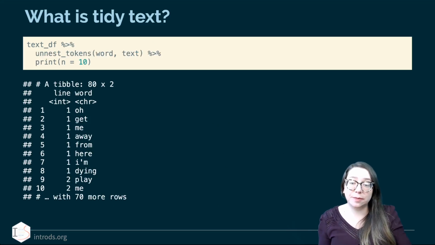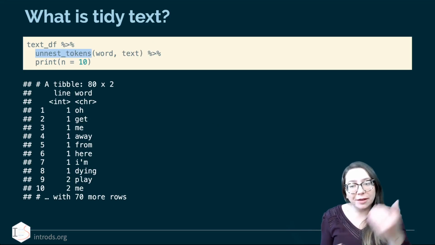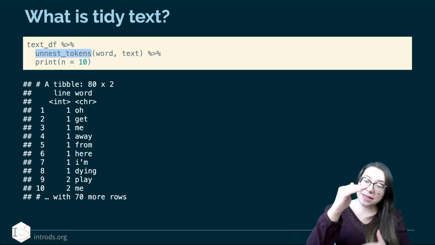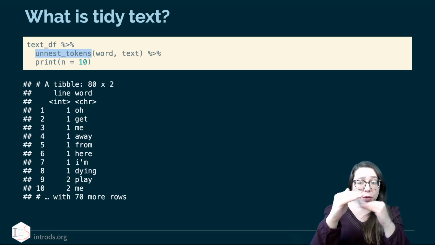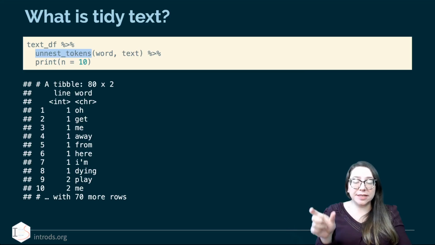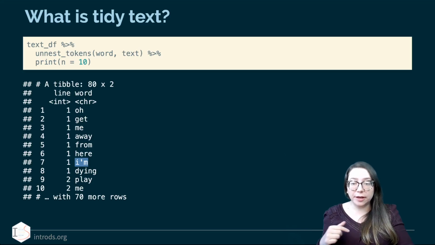So the tidytext package has a function called unnest_tokens. So each one of these words in this case is a token. And basically what it does is it unnests that lyric, so it makes it a longer data frame where each row is now a word from those lines. And we are still also keeping the line number in mind. So we still know which words come from which line. So "I'm" and "here" come from line number 1, but "play" comes from line number 2.